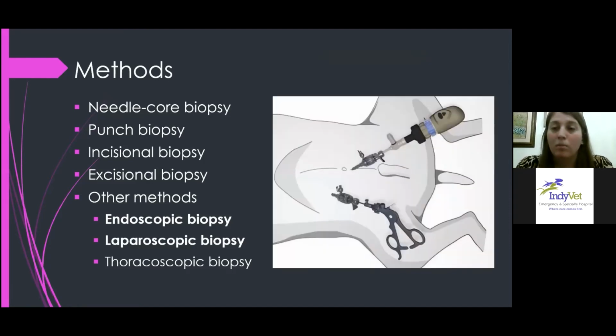Laparoscopic is an alternate method to doing open surgery. It's minimally invasive. There's usually only a couple incisions. These are most common for liver biopsies.